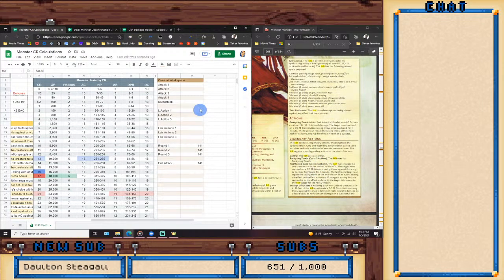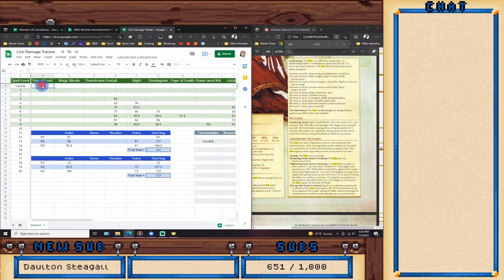Now we have our legendary actions. The first one is that the Lich can cast a cantrip. And we know that the one cantrip it has is Ray of Frost. Now, at 18th level, Ray of Frost is going to do how much? Alright, Ray of Frost at 18th level is going to be doing 4d8 points of damage. We'll come back over here and just throw that in for the heck of it. So we're looking at 4.5 times 4. So a total of 18 points of damage.